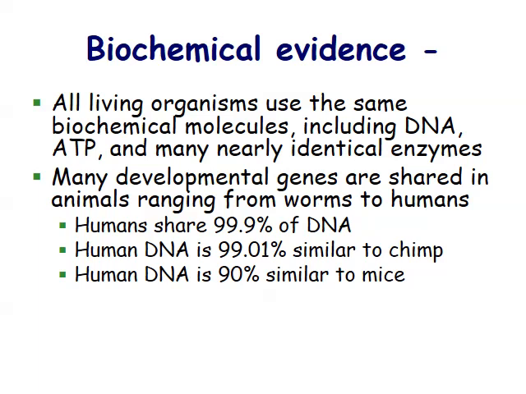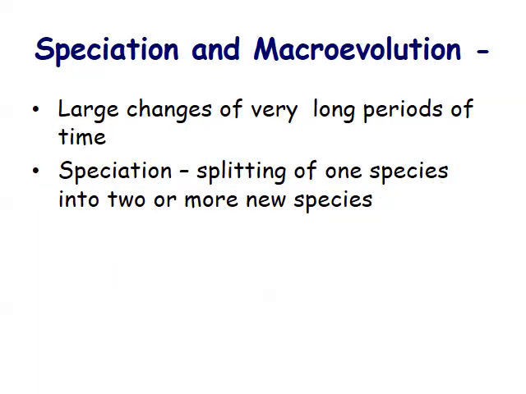If you look at the developmental genes shared by animals ranging from worms to humans, humans share 99.9% of the same DNA. Though we may think that we're very different, we all have 2 arms, 2 legs, digestive system, respiratory systems. The difference between human DNA and chimp DNA, they're 99.01% similar. And even mice, really the same types of organ systems and generalized structure. So our DNA is 90% similar to that of mice.